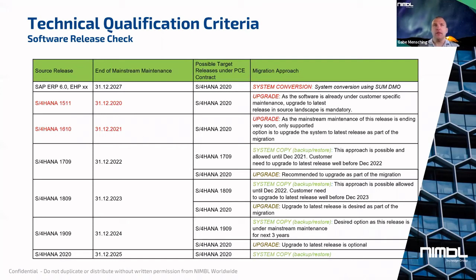And as we said, all ECC 6 releases, any enhancement pack, require a system conversion to S4HANA 2020. And as with the 1709, 1809, and 1909 versions, SAP is going to recommend that as part of that, you upgrade to the latest release, but you are supported on the platform that you're on, so you could just do a system copy over.